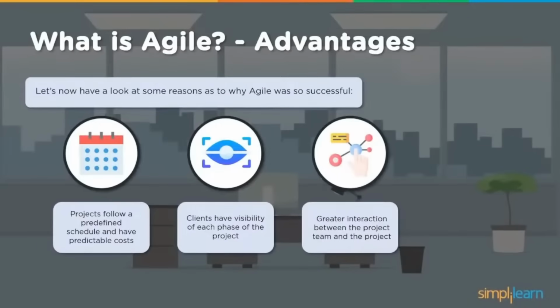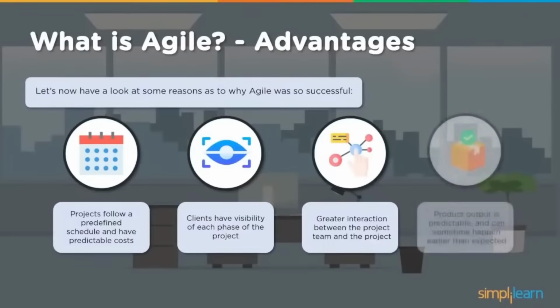This gives the team, the Scrum Master and the product owner visibility into what is complete and what needs to be completed. It helps the project manager or Scrum Master provide the necessary inputs and better visibility to the customers and stakeholders as well. Product output is predictable and can sometimes happen earlier than expected.